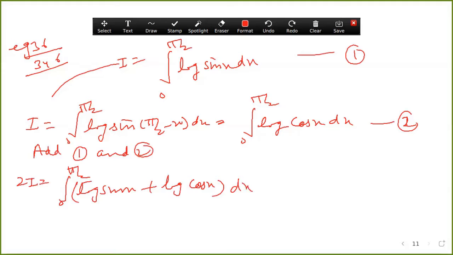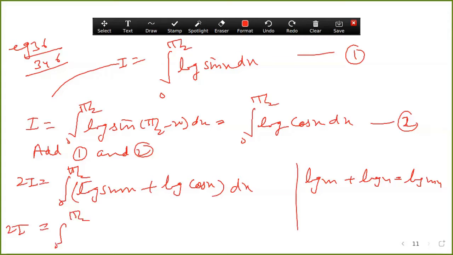Now here you have to apply the log property. Log m plus log n is equal to log mn. Okay, the question becomes like this: 2I is equal to 0 to pi by 2 log sin x into cos x with respect to x. Now here you have to add and subtract log 2 because you want the sin 2x formula in this question. Adding log 2 and subtracting log 2.